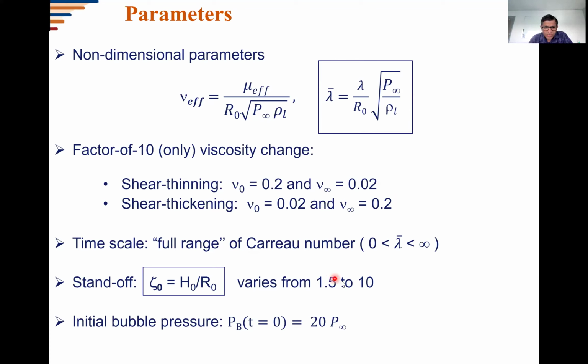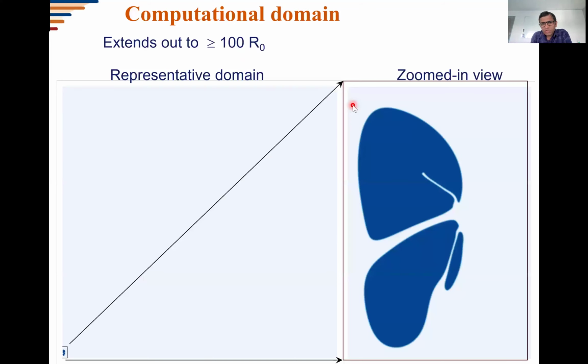So now what we are going to see is that once the bubble sees this initial pressure change, in this case 20 times the ambient, what happens to its collapse characteristics as a function of its initial standoff and this change in the material constant. Okay. So for these particular simulations, we have used a reasonably large computational domain. This is to avoid any outflow boundary condition effects.